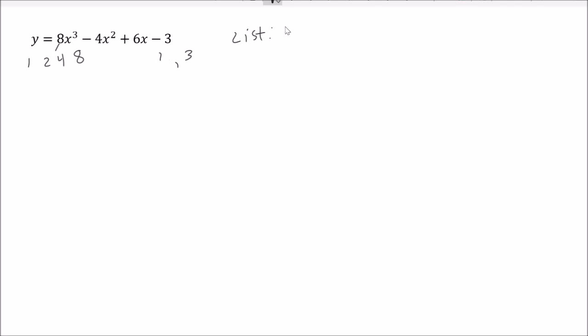So that would be 1 over 1, so that would be 1, 1 over 2, so 1/2. We have 1 over 4, and we have 1 over 8. Then we're going to take the 3 and divide that as well, so 3 over 1, which is 3. And we have 3 over 2. And we have 3 over 4. And we have 3 over 8.